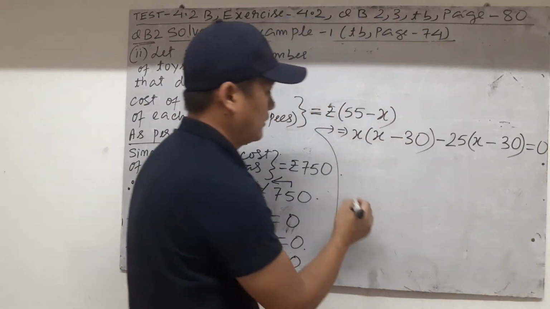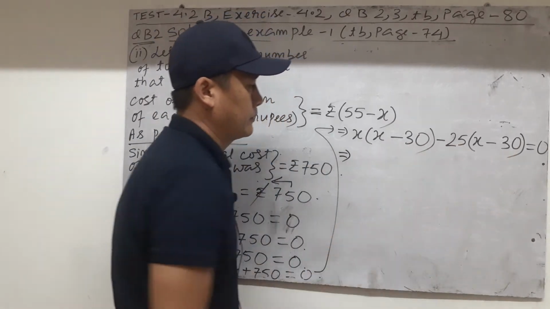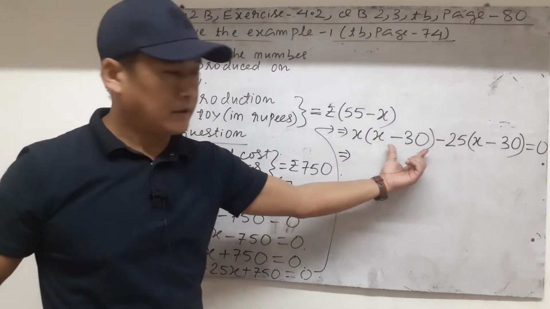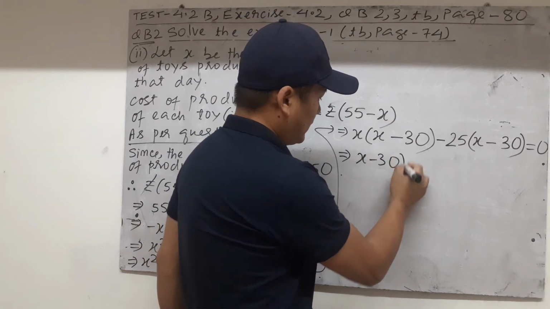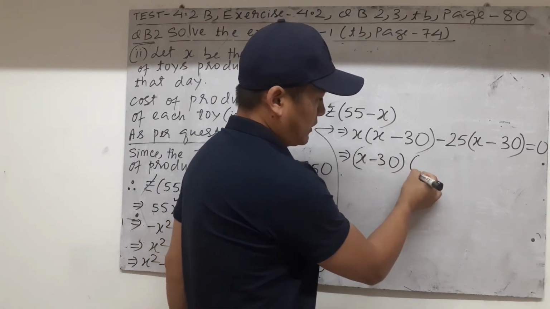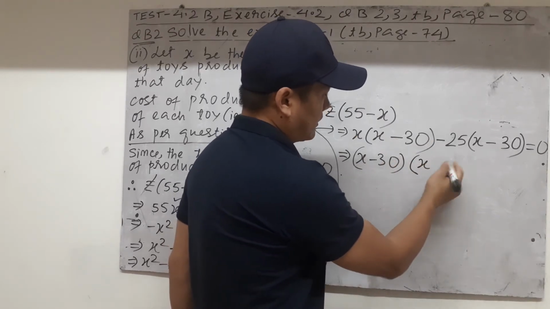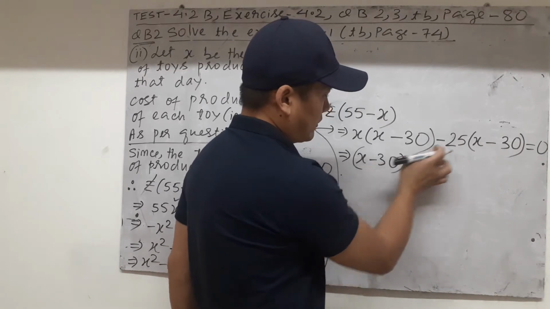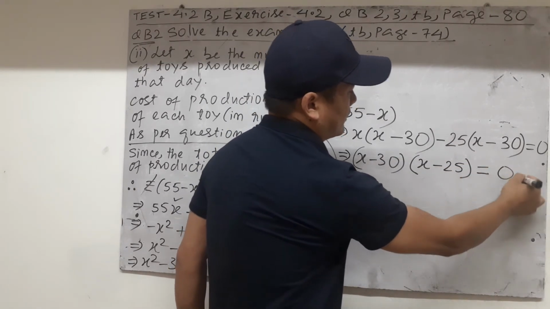Put there 0. Now we can factorize these two terms. The common factor is x minus 30. X minus 30. So take out that common factor out of this new bracket. This has gone out, so inside the bracket will be x. X minus 30 is outside, so inside will be minus 25, close it, equal to 0.